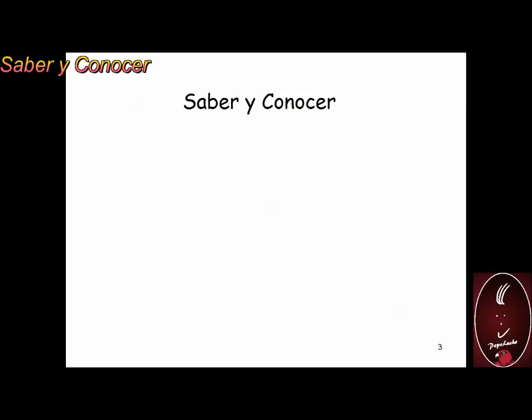We're going to review the uses of those verbs. Each verb has their own use and they are not interchangeable. Saber is used when we know facts or information.